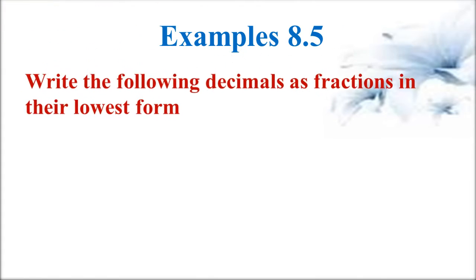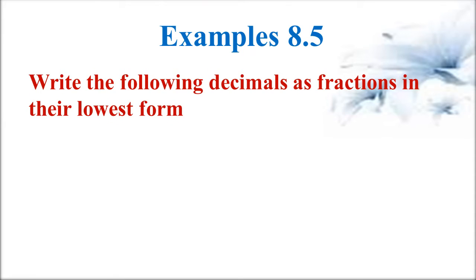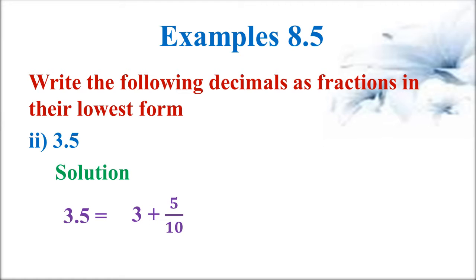We are going to see the book solved examples, that is 8.5. Write the following decimals as fractions in their lowest form. Second sum, 3.5. Solution: 3.5 means we can write 3 plus a fraction. That is 5 by 10, because that gives 0.5, isn't it? So write 5 by 10. Now we have a whole number plus a fraction. Consider this a mixed fraction, isn't it?